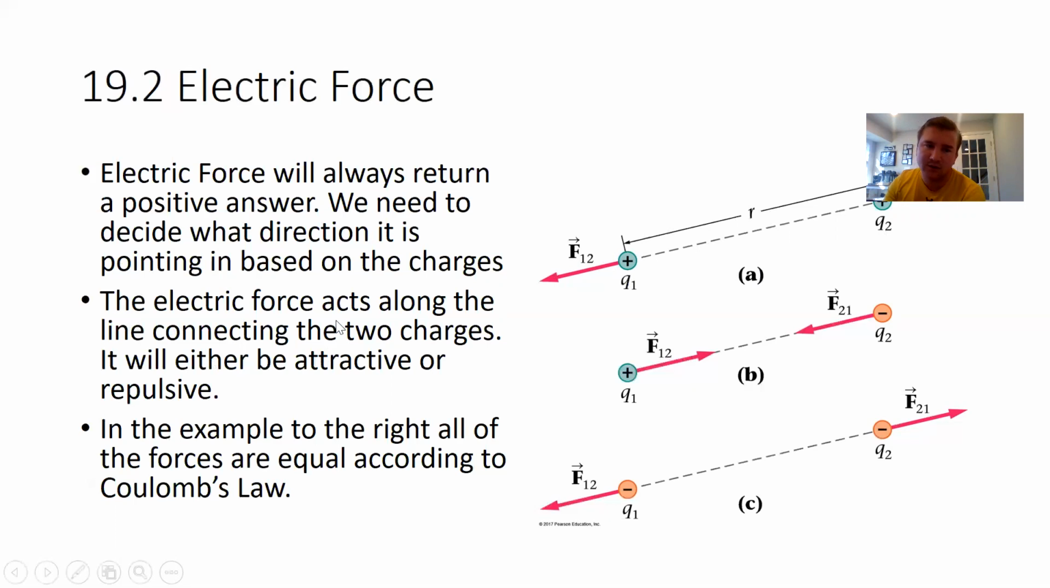Electric force acts along the line connecting the two charges. It's either attractive or repulsive. So case A, you get repulsive, B, you get attractive, C, you get repulsive. And if all these Q1s and Q2s are the same size, they'll all have the same force. Regardless of the sign, Q1 and Q2 will always have the same force. This force is equal to that force. We always get the same one. But then afterwards, we have to decide which way that force is going to act. Is it going to be repulsive and push away, or is it going to be attractive and pull towards?